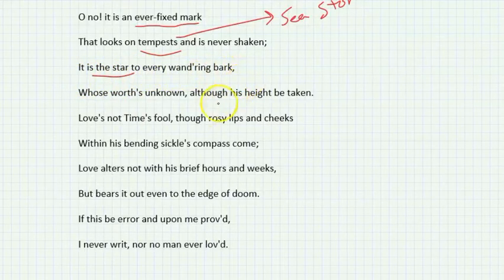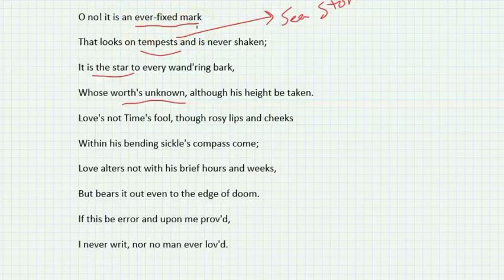In the next line, that idea becomes more clear: it is the star to every wandering bark, whose worth's unknown, although his height be taken. Here love is being personified with the North Star of the sky, because the North Star is a fixed mark on the sky.